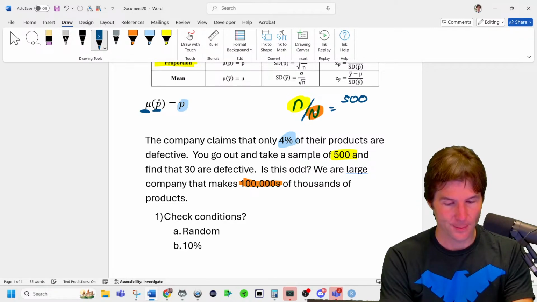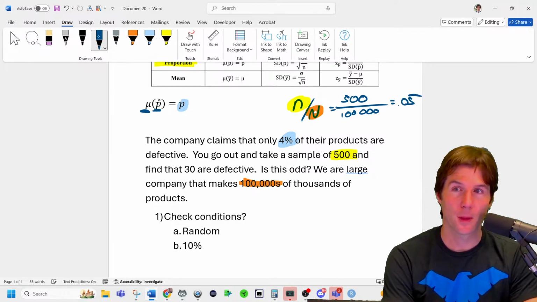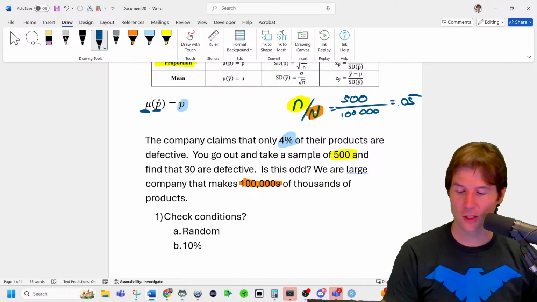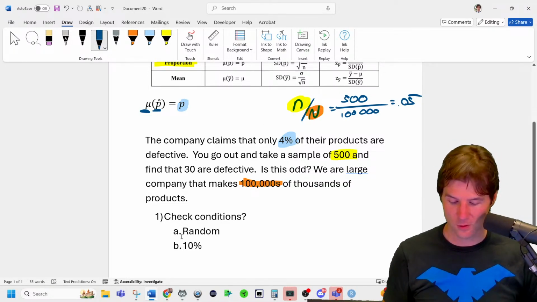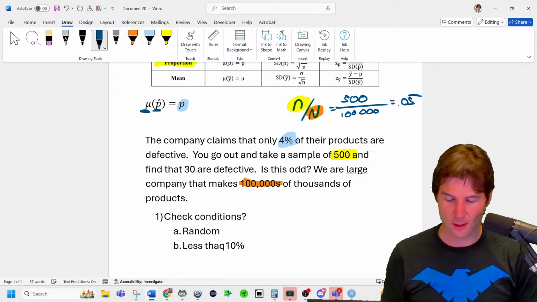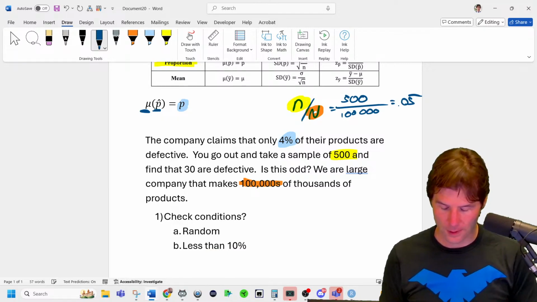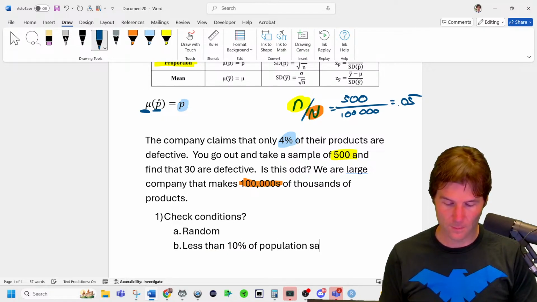So we can even assume 100,000 and it's going to be like 0.05 or something. It's way less than 10%. So we have taken less than 10% of the population, which is what the 10% condition is. I call it 10% a lot of times for short. Less than 10% of a population sampled.